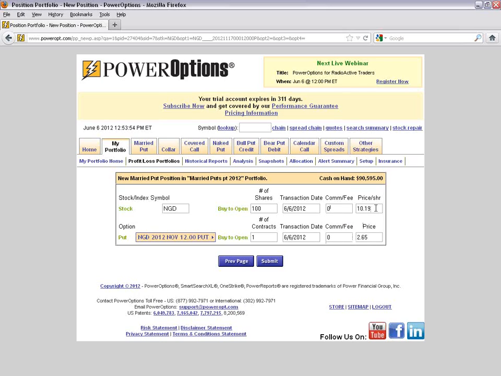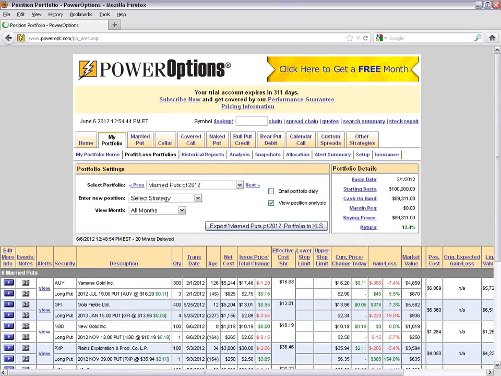And then, of course, remember we have the stock at 10.19. If you got filled at a different price, you would just change that to match the values that you got filled on the stock and on the put. Once we're done, we're going to click Submit, and this is going to link the position into the profit and loss portfolio.